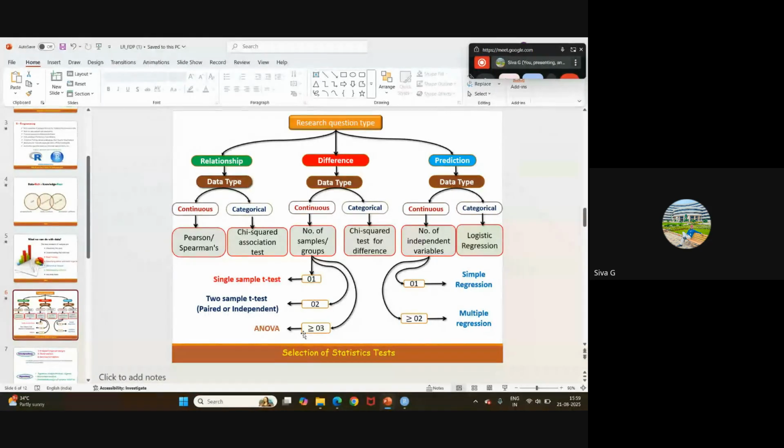But if you don't know the data distribution and you still want to find the difference between two variables, then we have to go for a non-parametric test, that is called the Kruskal-Wallis test, the ANOVA alternative. Like that, for each and every technique, there is an alternative technique in non-parametric. Here I have shown all the parametric tests we majorly use in statistical data analysis. I hope it is clear.